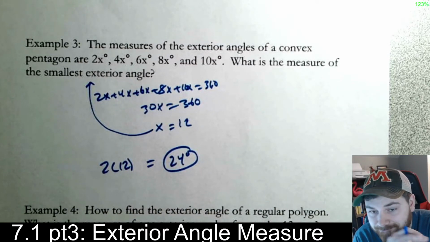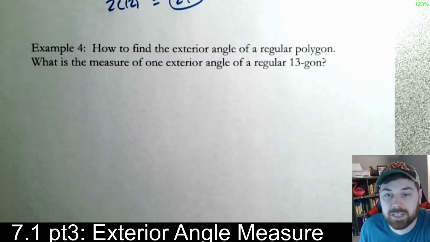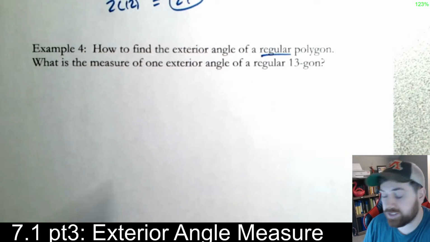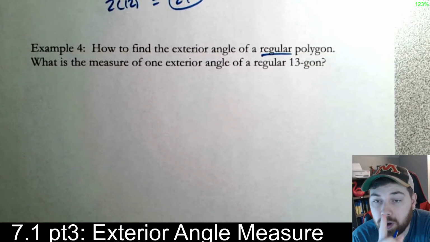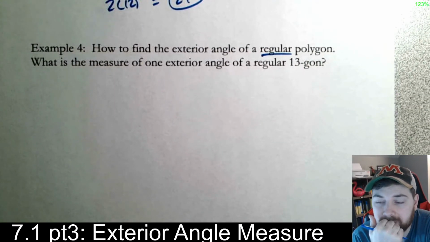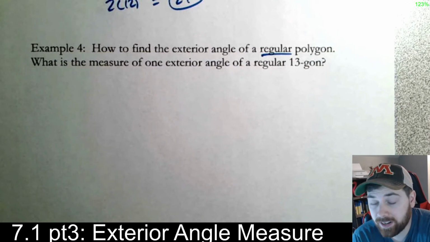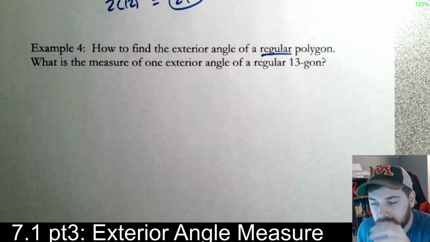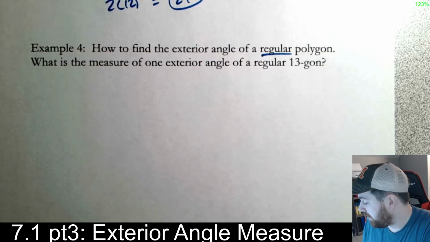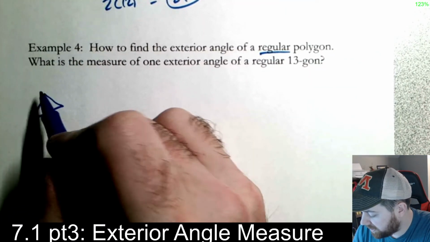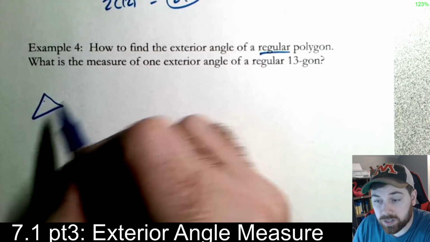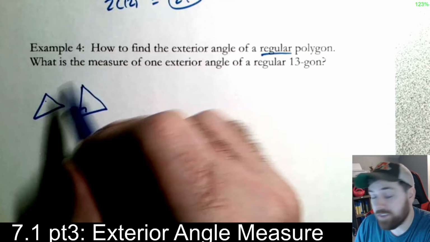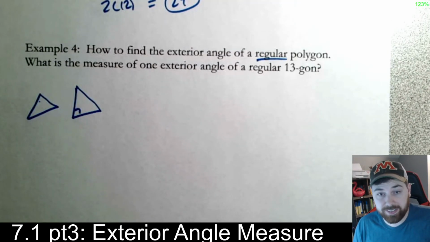Okay? And on to the last one. Example 4, how to find the exterior angle of a regular polygon. Again, this is the regular polygon. So it says, what is the measure of one exterior angle of a regular 13-gon? Now here's the thing. Remember, regular polygons always have the same inside angle, right? Always. And so if it was like a nice triangle like this, these were all 60, and so these were all 120. But if it's like this, where it's a right triangle, now they're going to be different sizes. So they're still going to add up to 360 on the outside.